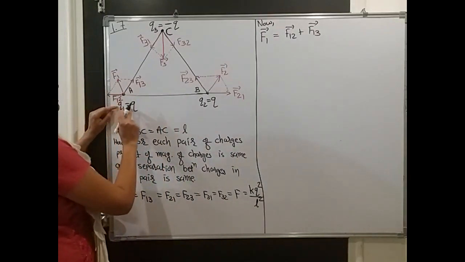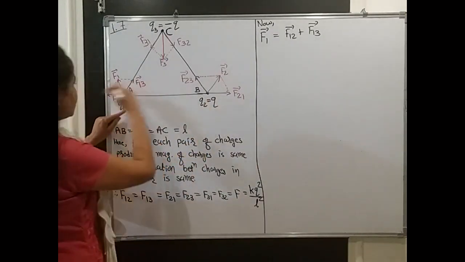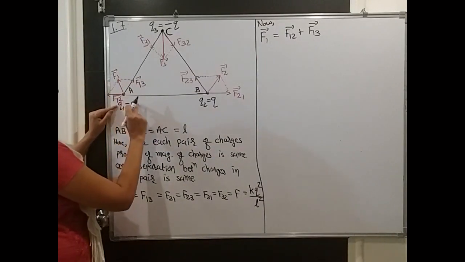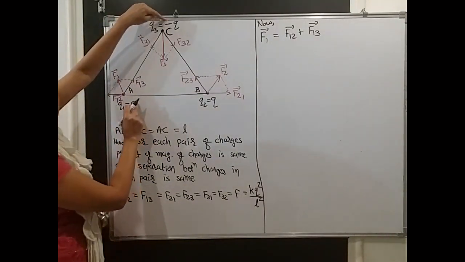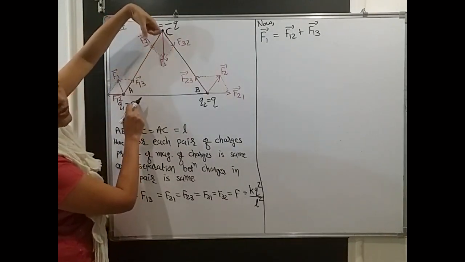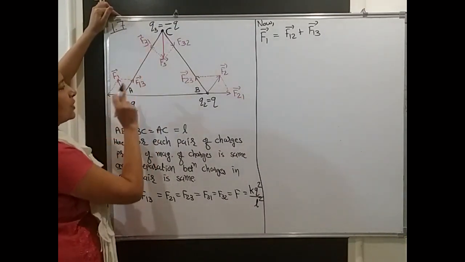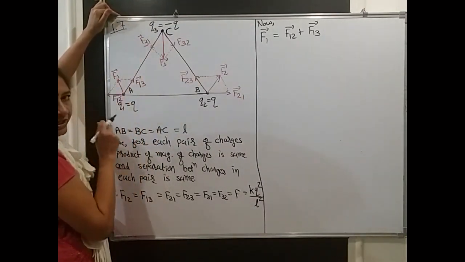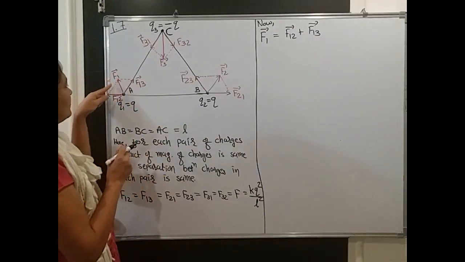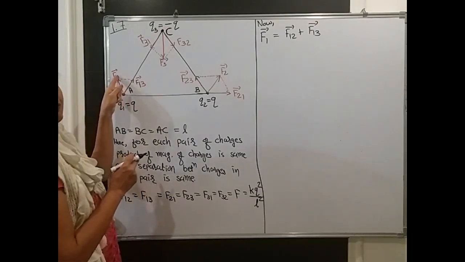F12: Q1 is positive, Q2 is also positive, so there will be repulsion. So F12 is towards the left hand side. Okay. Q1 is positive, Q3 is negative, so there will be a force of attraction. So Q3 will attract Q1 towards itself. So the direction of F13 is towards point C. So these are two forces. Now to find the net force, I have to use the law of parallelogram. So by completing the parallelogram, I will get the direction of F1.